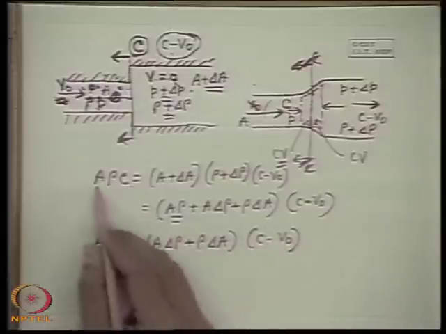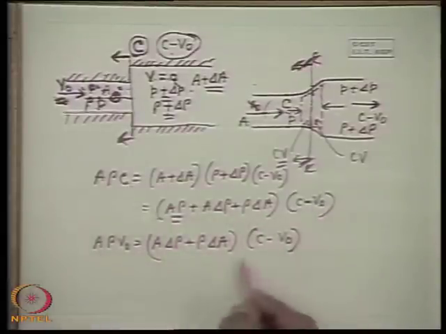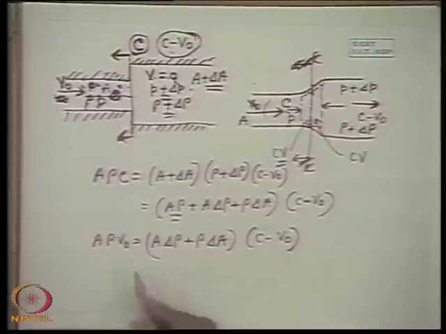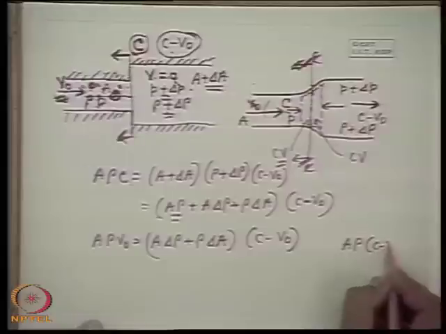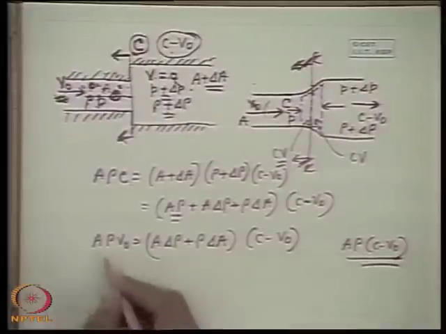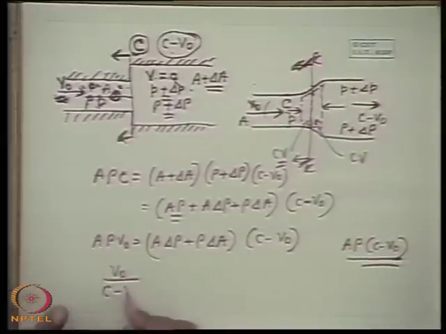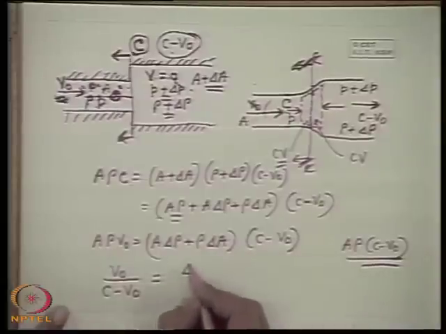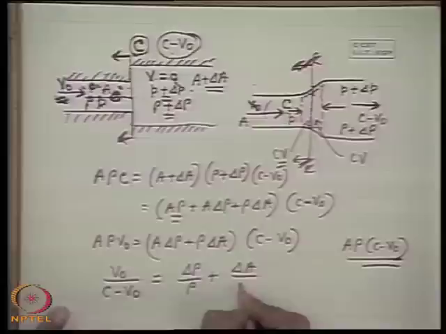From this we can write, A rho C cancels, so A rho V0 comes to this side. Now if we divide this quantity by A rho times C minus V0 on both sides, here we get V0 by C minus V0 is equal to delta rho by rho plus delta A by A.